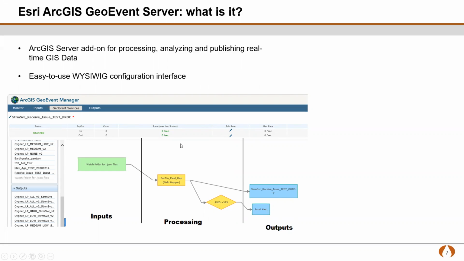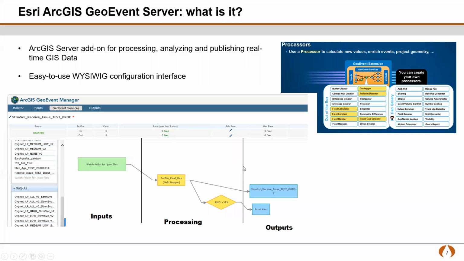So here's an example of what it looks like to configure these things within GeoEvent Manager. And on the right-hand side is a screenshot I pulled from an ESRI presentation, showing which processors, which would be in this middle part here, are available out of the box, and also that you can add from the ESRI gallery. And you can also develop your own. You could do things like buffer something, intersect, or enrich fields, like do a join and add to your data, that kind of stuff.